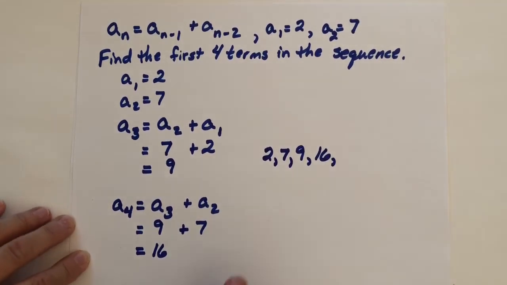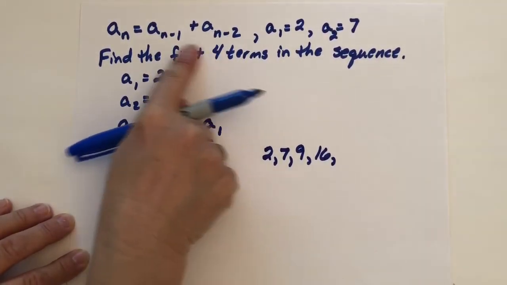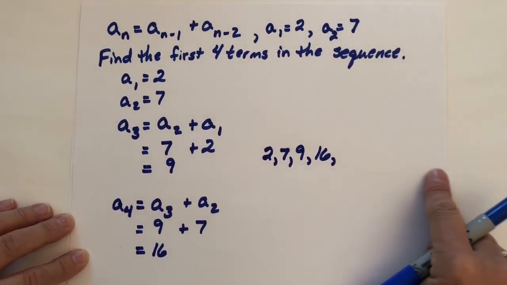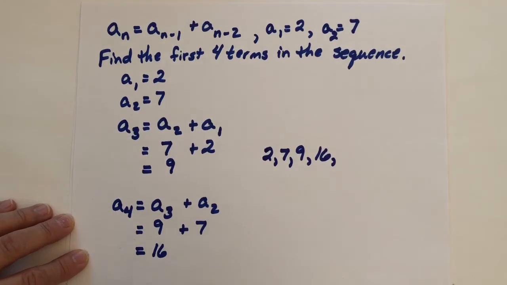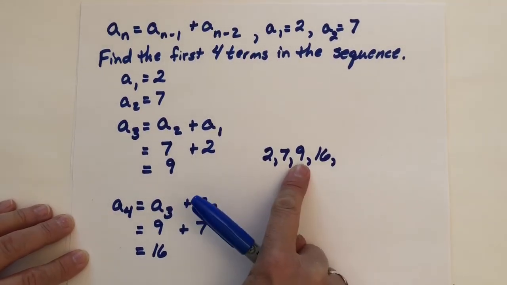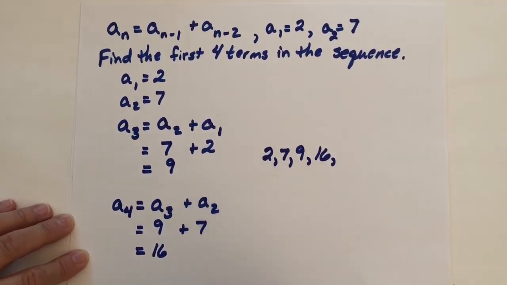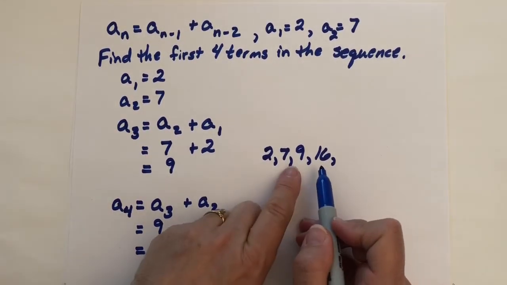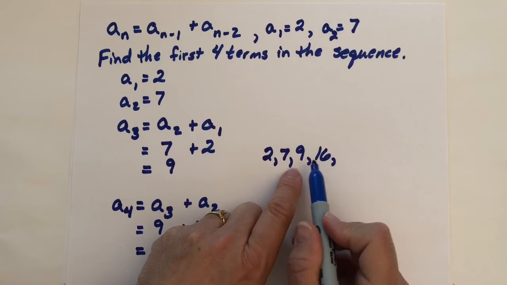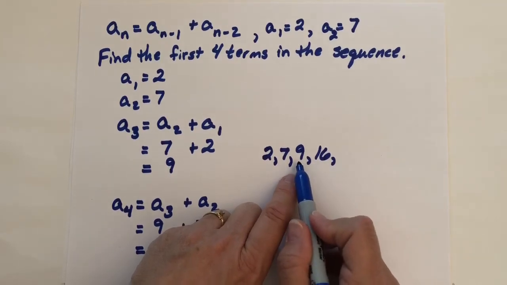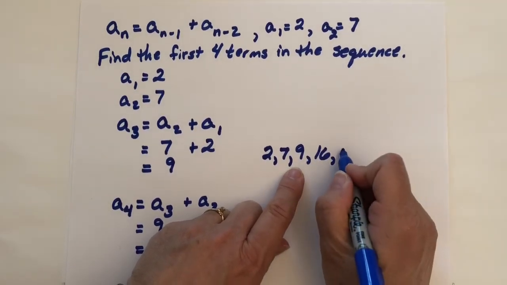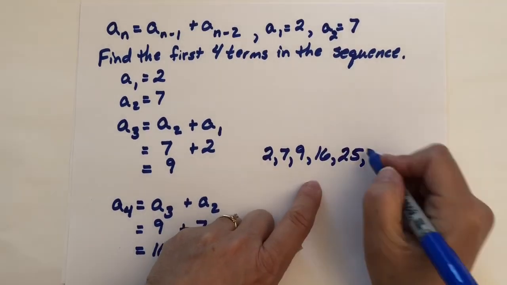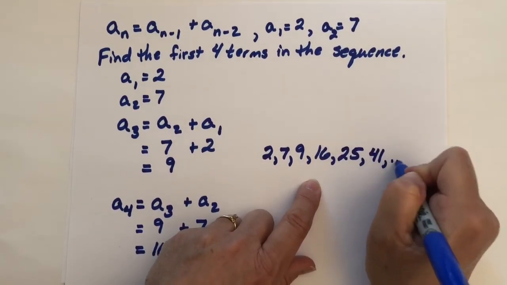And notice, because of this being a fairly simple formula, you could probably write some more terms without too much of a problem. Notice 2 plus 7 is 9. 7 plus 9 is 16. So our next one, even without writing it out formally, we know the fifth term would be the sum of the third and fourth terms, and we would have 25. And we could add these two together and get the next term, and so on.